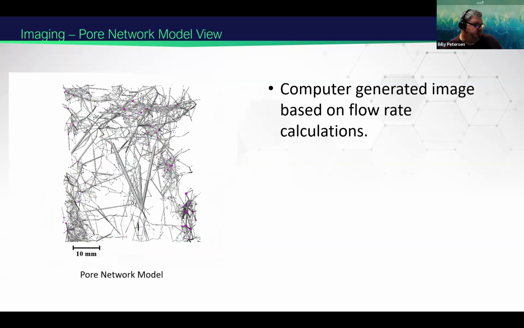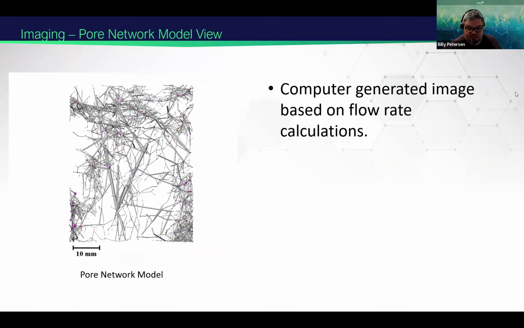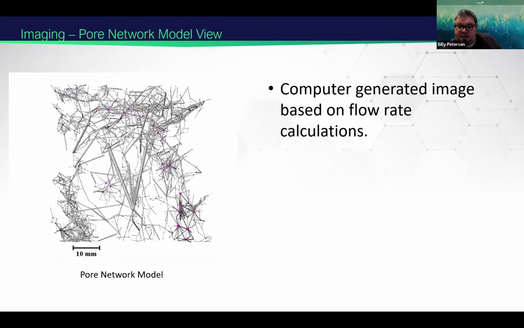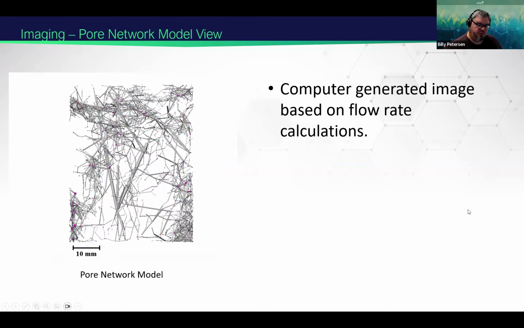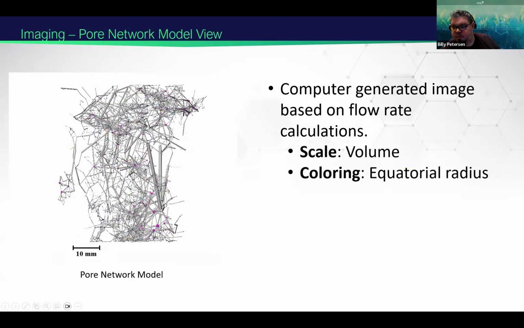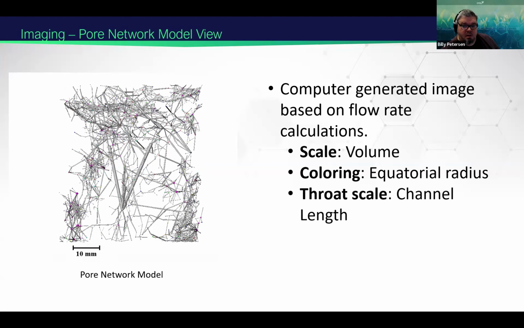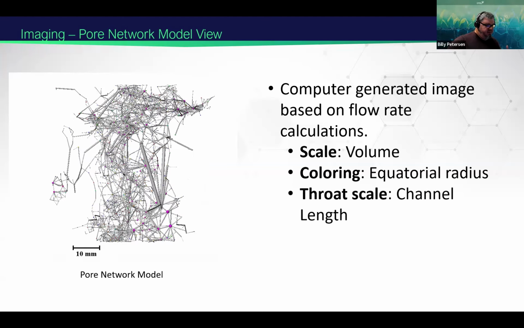Okay, and this is the generated pore network model. This is a computer generated image, obviously. It is based on volume, equatorial radius, and channel length. It's kind of interesting because we can get a spreadsheet associated with this that gives us the X, Y, and Z location, so you know exactly where those pores are. It also gives us the individual flow rate of that pore, so that's also something we can extract.